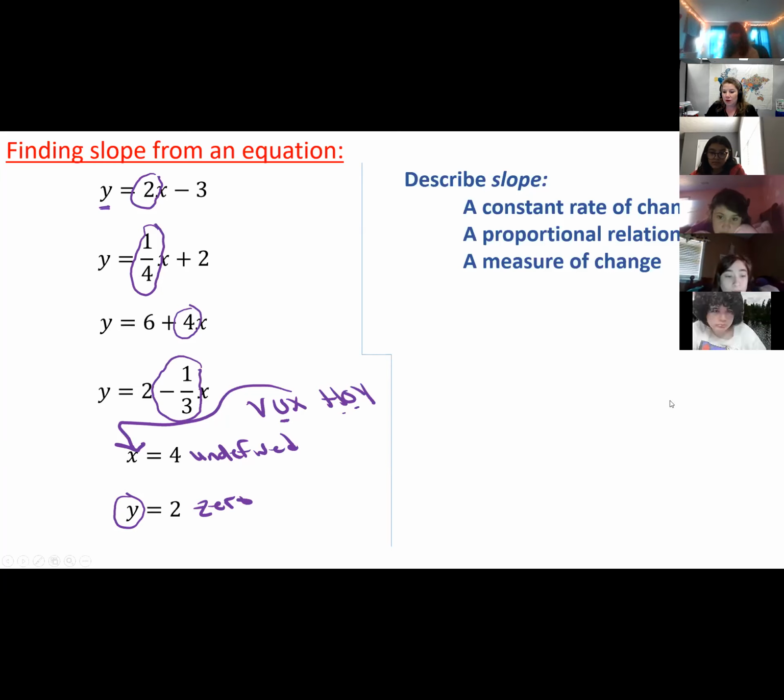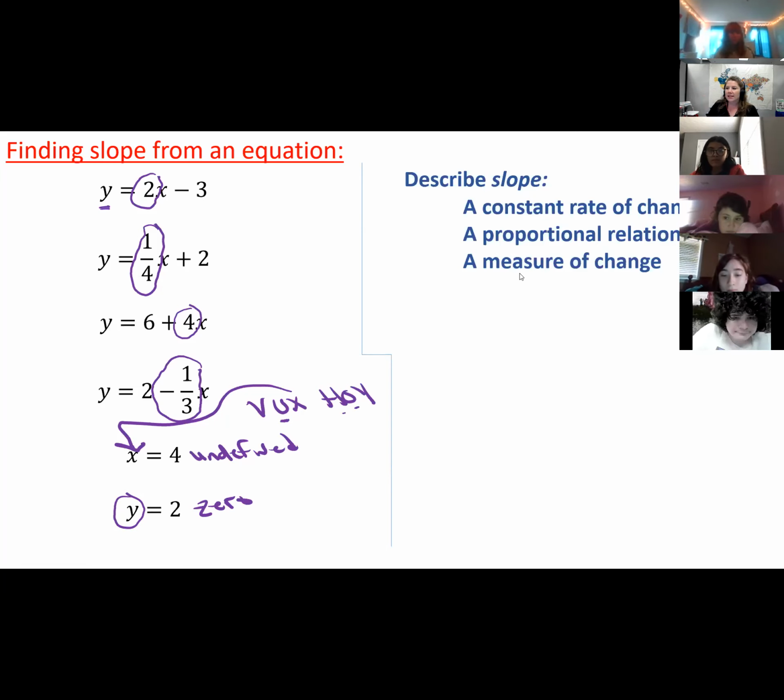Okay. All right. So I don't remember what I said this for. Constant rate of change is slope. Oh, these are all things you can call slope. Slope can be called a constant rate of change, the rate of change. It can be called a proportional relationship, and it can talk about the measure of change. All of those words are all asking for slope.